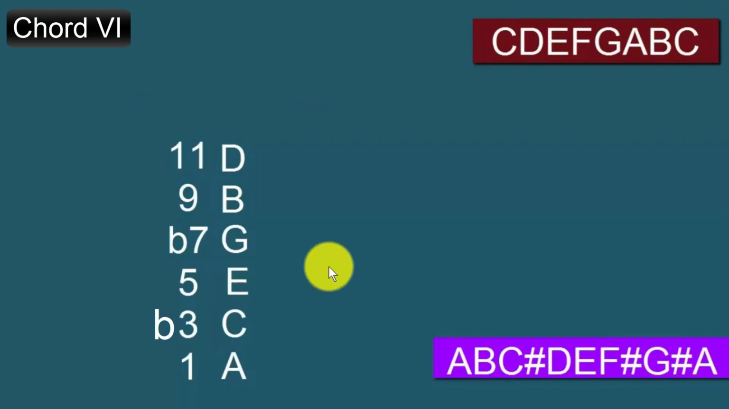So there you are. That's the tensions that you can have on this chord number 6, which is a minor chord. You can have the 9th, which is a B on an A minor chord, and the D, which is the 11th. Okay, so let's have a look at the next and last chord in the key of C major.